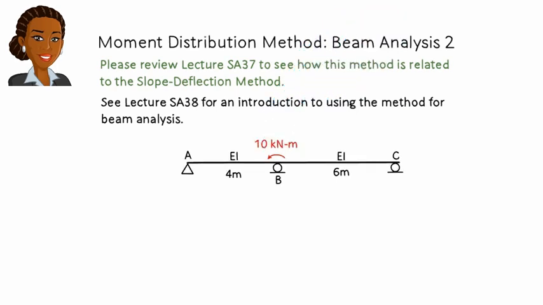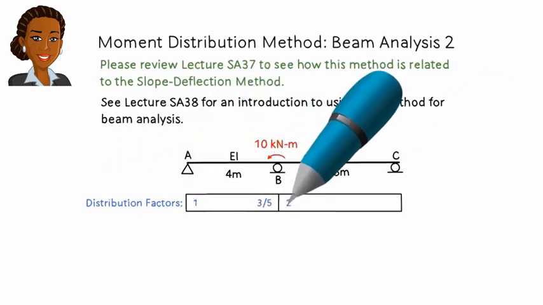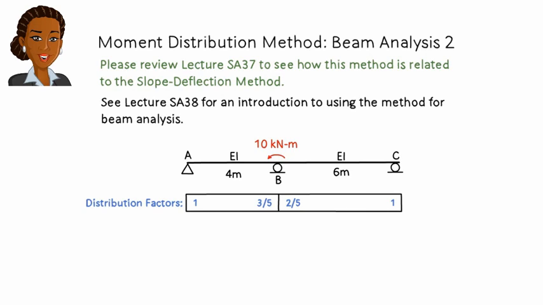supports. From lecture SA38, we know the distribution factors for the joints. They are... if you recall, we said that since there is only one member connected to the pin support, the distribution factor at A is 1. That is, any bending moment present at A is going to be distributed to the left end of AB in its entirety.